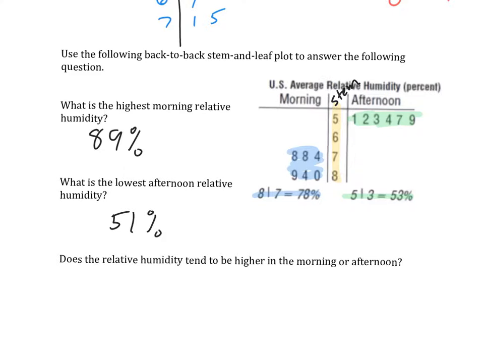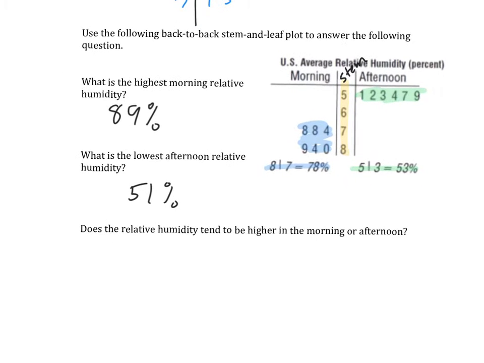Again, those numbers in the middle are our stems. Does the relative humidity tend to be higher in the morning or the afternoon? Well, if you look at it, our numbers are listed from least to greatest. The afternoon is all like in the 50s, and the morning ones are in like the 70s and 80s. So it's going to be higher in the morning.